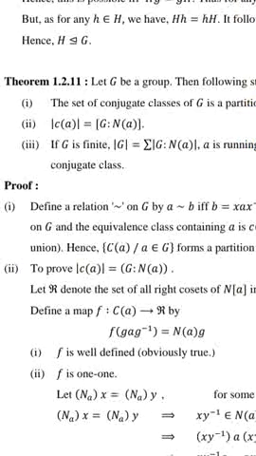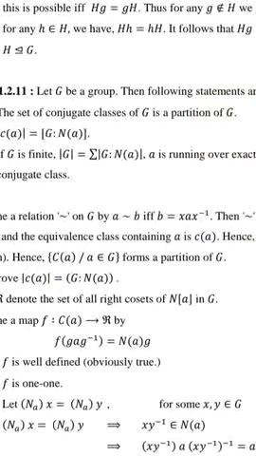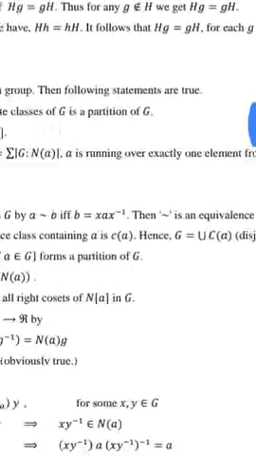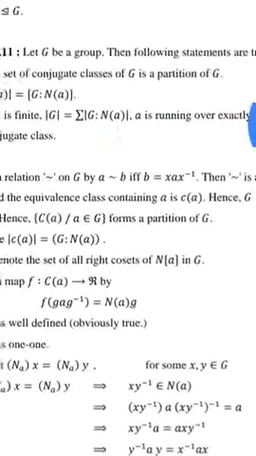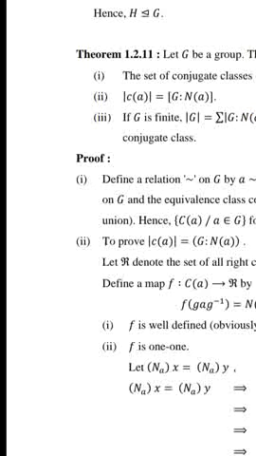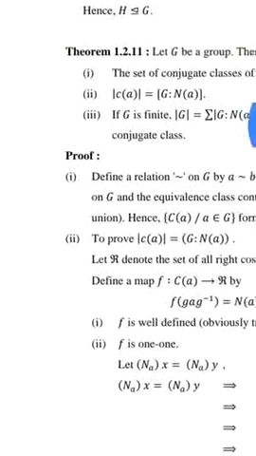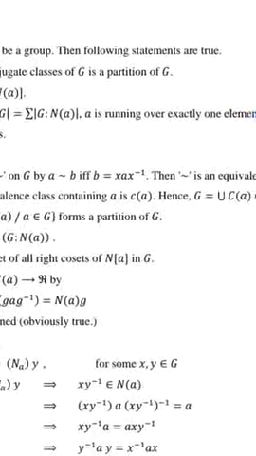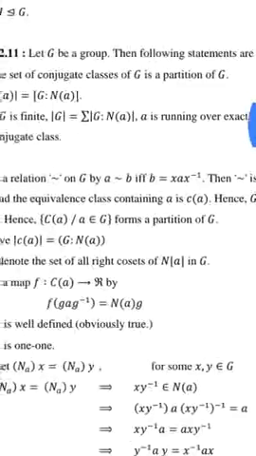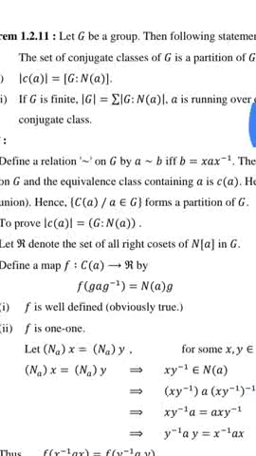There is one more theorem. Let G be a group. Then the following statements are true. The set of conjugate classes of G is a partition of G. The cardinality of the conjugate class C(a) of a is equal to the index of G over N(a). If G is finite, then the cardinality of G is equal to the summation of the index of G over N(a), where a is running over exactly one element from each conjugate class.